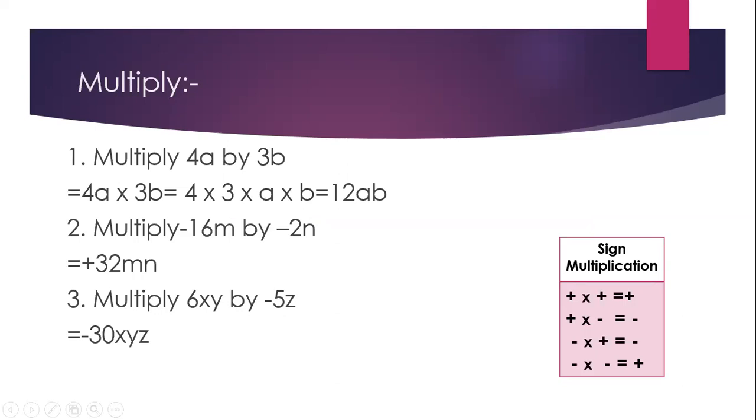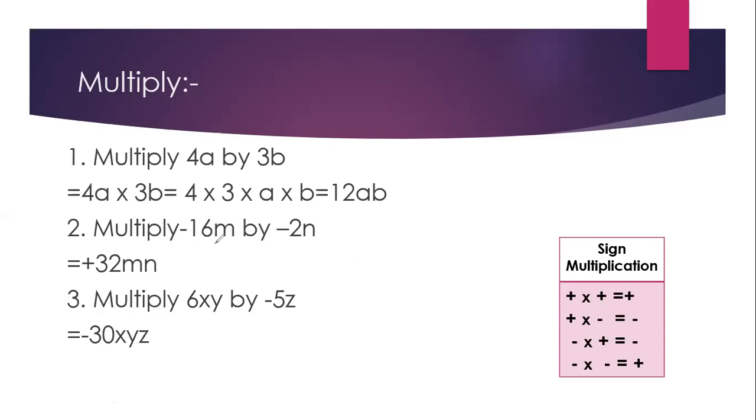Multiply 4a with 3b. Okay? Multiply 4a with 3b. First of all, we have to multiply the signs. Plus, plus, so we get plus. You can also write the coefficients and variables like this. Okay? Now, 4a is going to be multiplied with 3b. 4 3s are 12. And then we have to multiply the variables. a multiplied with b will give you ab.